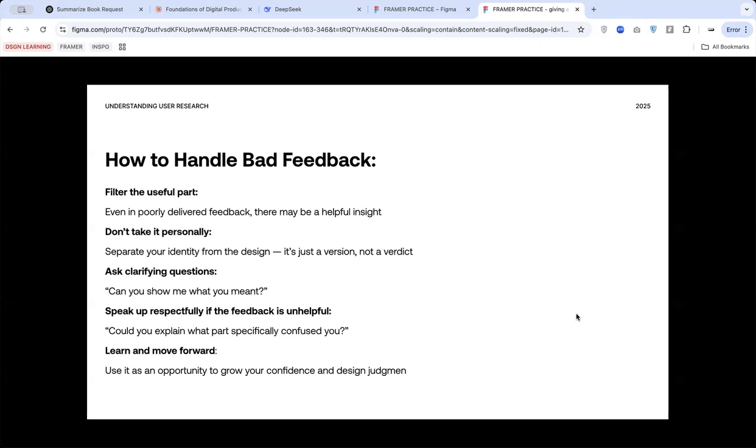Again, under handling bad feedback: learn and move forward. Like I said, everybody has their own fair share. Everybody at one point in their life has received bad feedback. Just use that opportunity to grow your confidence and your design judgment. When you get feedback, you have isolated the one that is good, the one that is constructive. Sometimes just learn and move forward. There's no need to argue and try to defend.